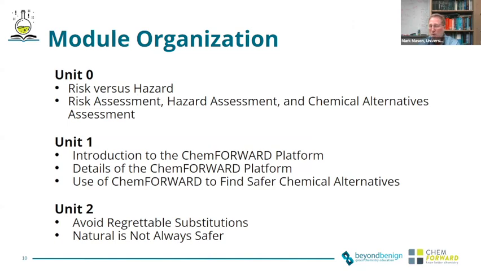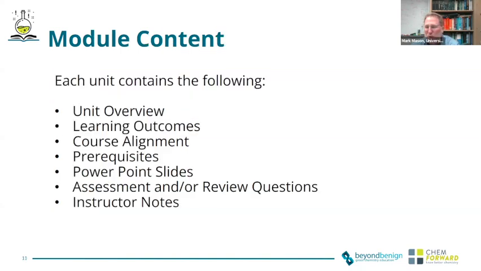Unit 1 is really the bulk of the module. This is how to use the ChemFORWARD platform, what kind of information you can obtain using ChemFORWARD, and how you and students can use the ChemFORWARD platform to find safer chemicals or safer chemical ingredients. Unit 2 is a smaller unit, and it focuses on 2 things: avoiding regrettable substitutions based on real hazard data, and stressing to students that just because something is natural doesn't mean that it's always safer, okay? And that's a big concern today with all of the marketing that we're bombarded with.